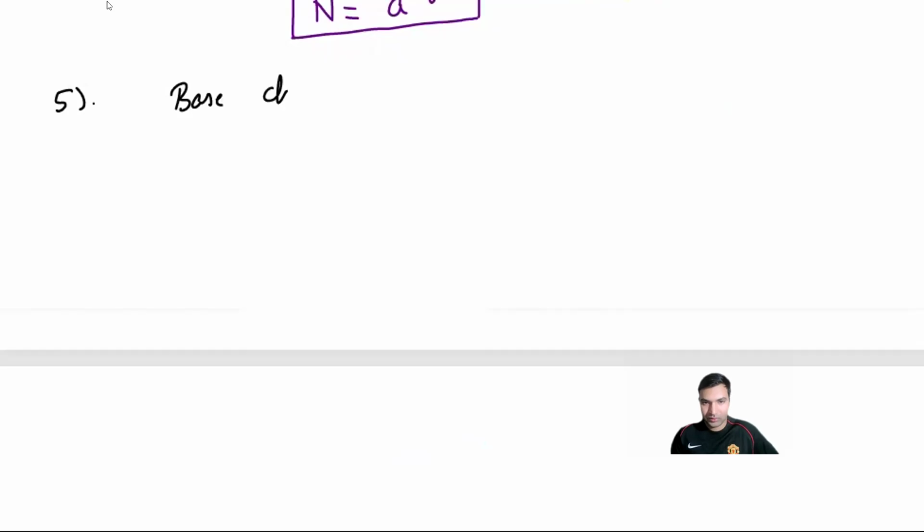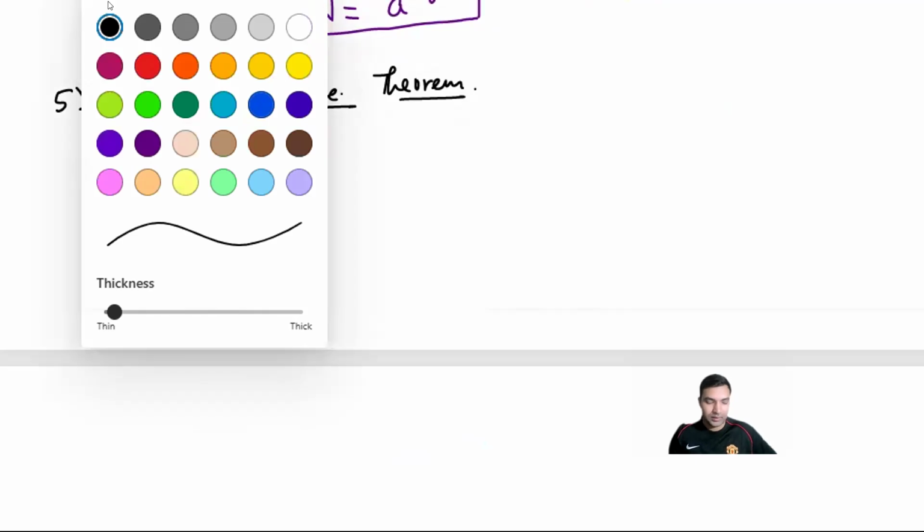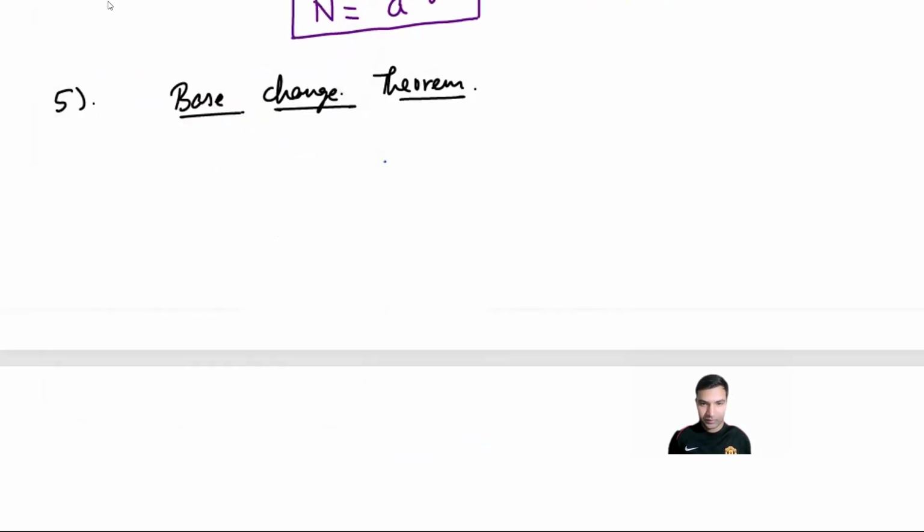Base change theorem. What is this base change theorem? Let's try to understand this. The base change theorem says that if I have the log of any positive number b to the base a, it can be written with a different base. I can change the base and write it as log of b to some base c over log of a to the base c.